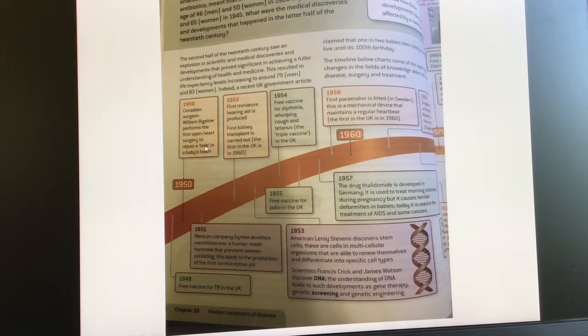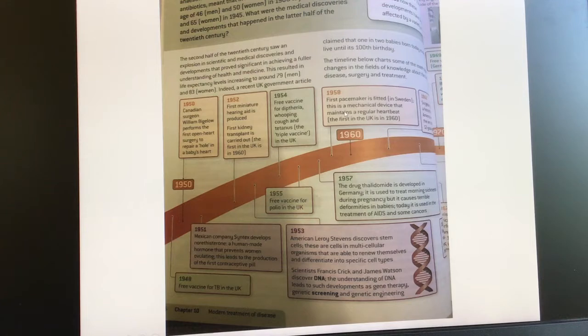You've then got in this section, relating to treatments, the first ever open heart surgery, where there's a repair in the hole of a baby's heart, in Canada by a surgeon called William Bigelow. We've then got hearing aids being developed in 52 and kidney transplants being carried out in the 50s and 60s, and then pacemakers being fitted and tested in Sweden and then in the UK, so people can maintain a healthy regular heartbeat for those who have health problems with their heart.